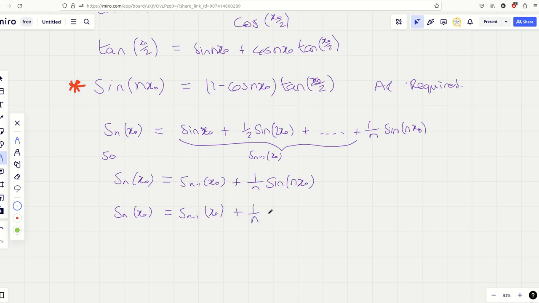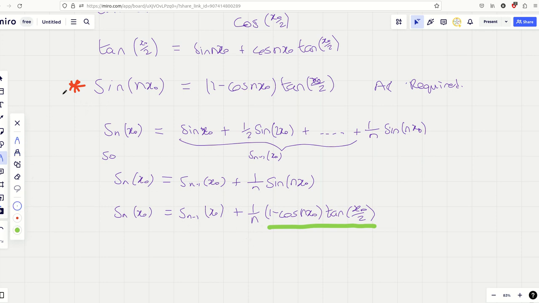Remember, that's positive 1 over n, and then we've got a 1 minus cos nx0 multiplied by tan of x0 over 2. Now, all we've got to do now, if you think about it, is convince ourselves that that's a positive term, because then that will definitely be greater than or equal to that if this is 0 or bigger. And so that's what I need to prove now, that this is positive, because then Sn of x0 is definitely greater than or equal to Sn minus 1 of x0. So let's try and do that.